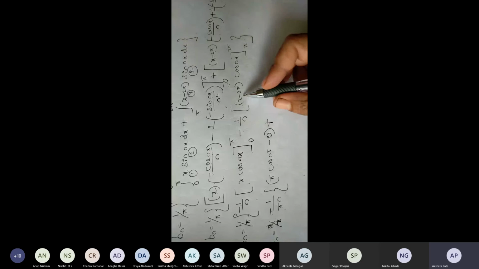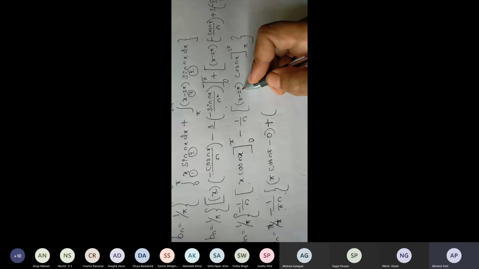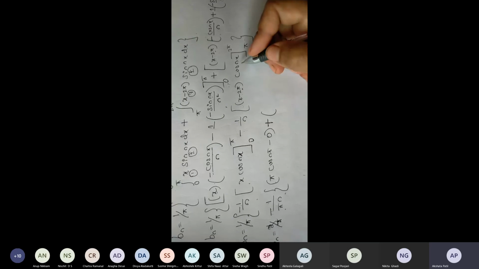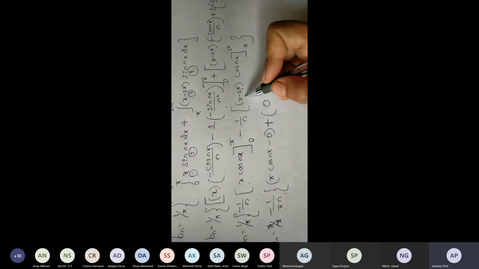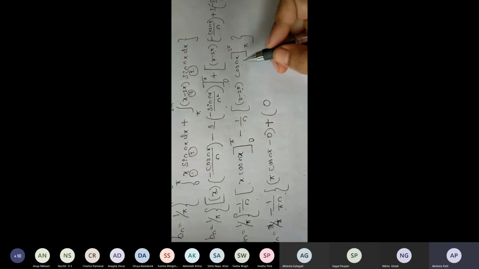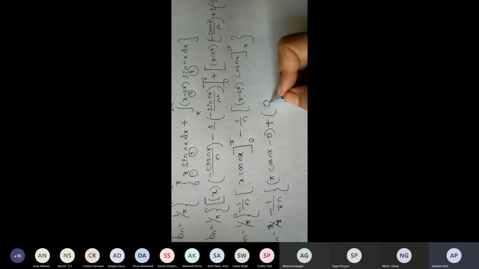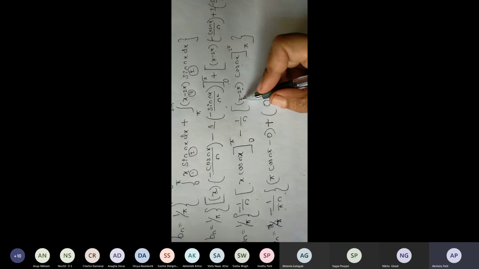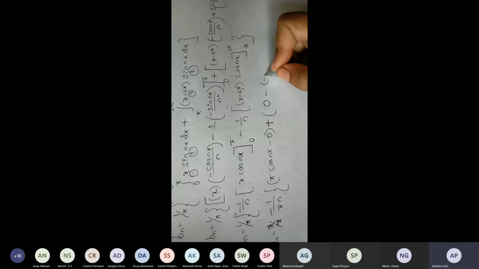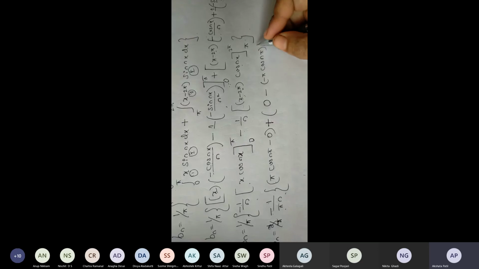So here again apply the upper limit. Upper limit is 2 pi. 2 pi minus 2 pi is what? 0. So 0 into something means 0. So first term, apply the upper limit. This is 0. 0 into cos of 2 pi is 0 only. So this is 0 minus of, apply the lower limit. Lower limit is what? Pi. Pi minus 2 pi, is it minus pi? Minus pi into cos of n pi.